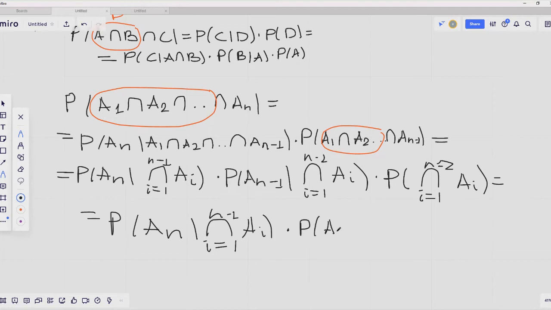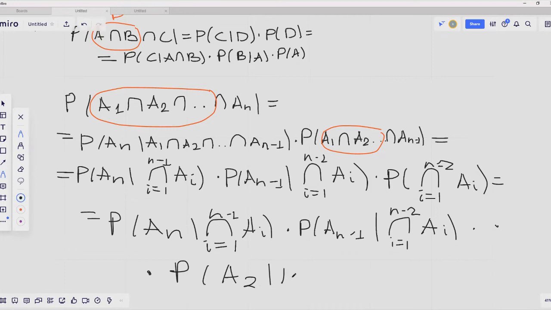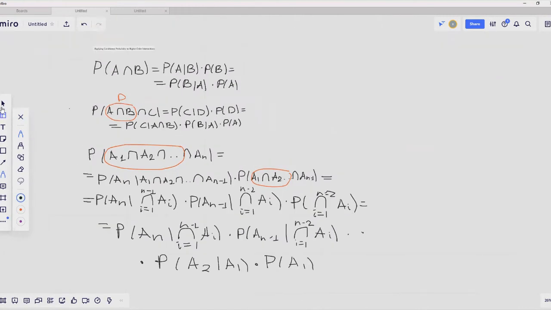Probability of An-1 given intersection of Ai's from 1 to n-2, and so on, up until we get probability of A2 given A1 multiplied by probability of A1. All right.